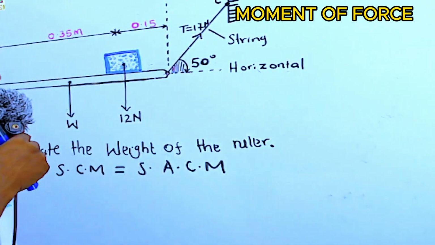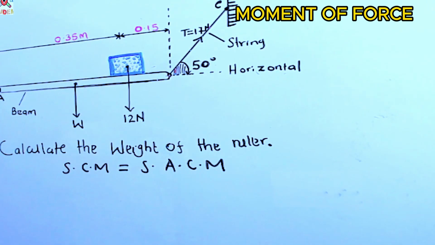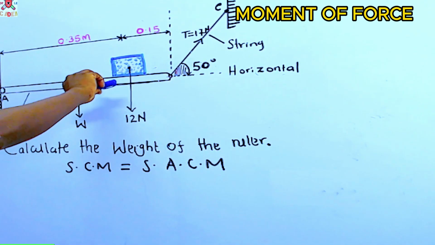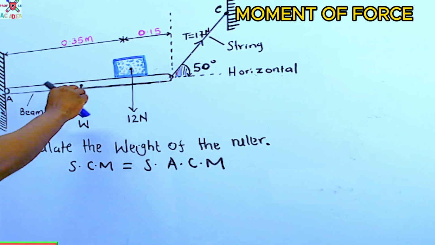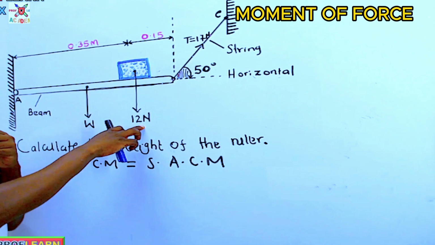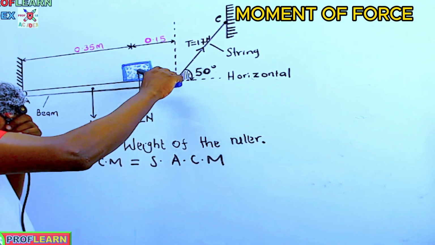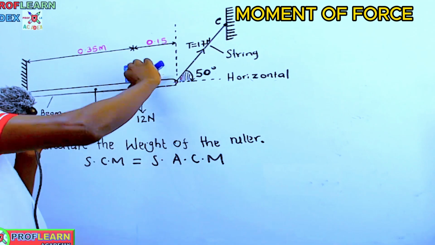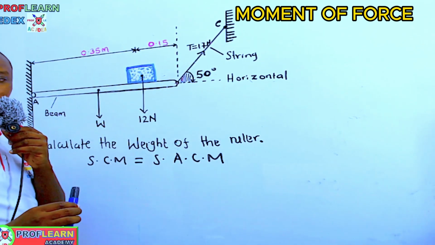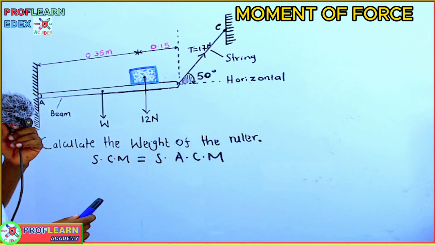This weight is going to make the whole system rotate in this direction, which is a clockwise moment. This weight of 12 newtons also gives a clockwise moment, but the tension is going to make the whole system go in the anti-clockwise direction. So this tension gives us an anti-clockwise moment.